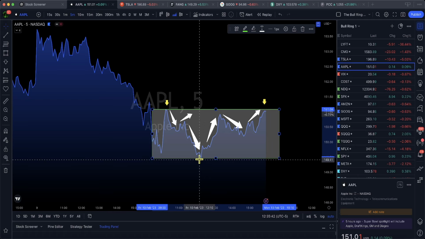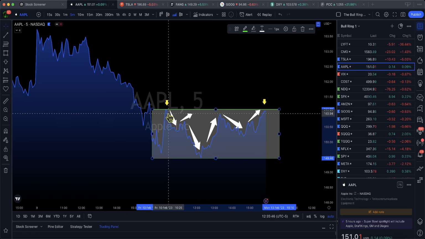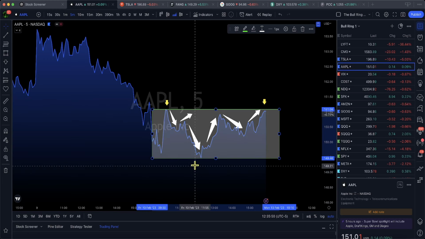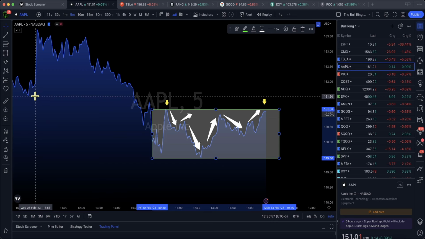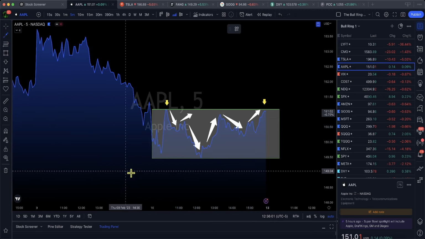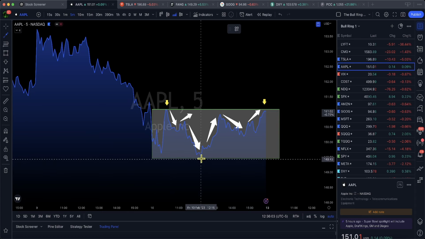So what does that mean if you're trading? It means that people are willing to sell their stock at about 151, and people were willing to buy at 149. So that was support. Now, how do I know Apple's not going to go back down? It's very simple. We draw lines.